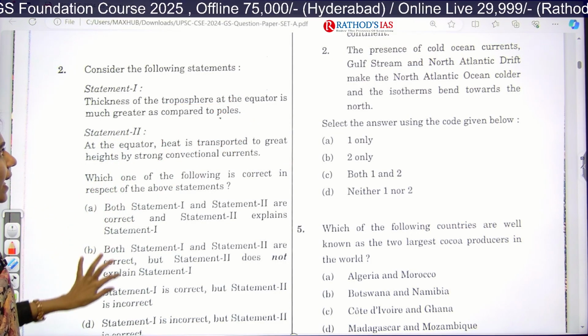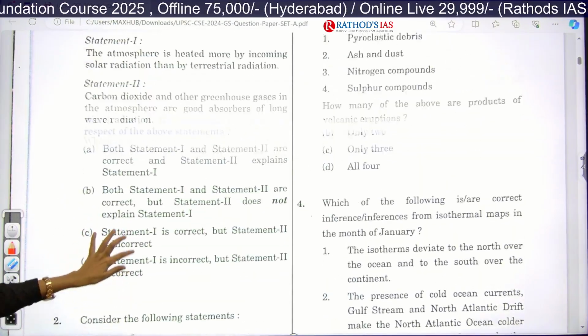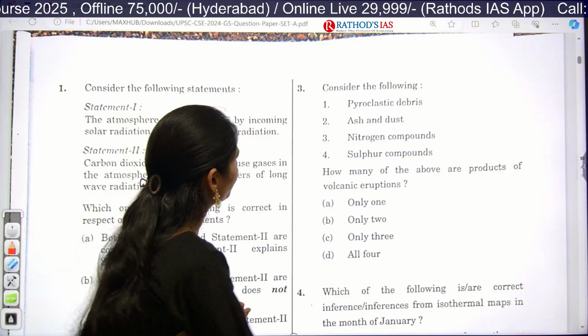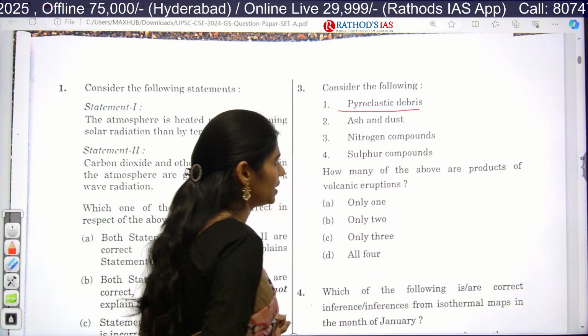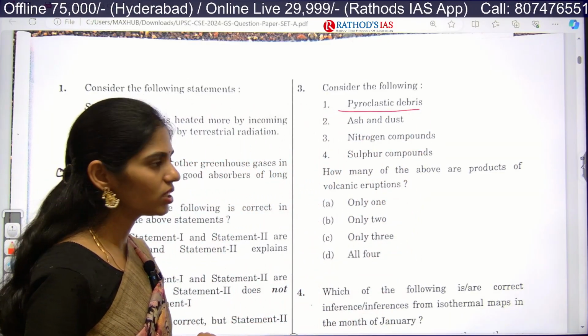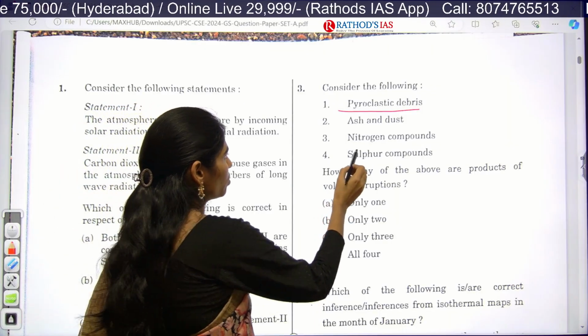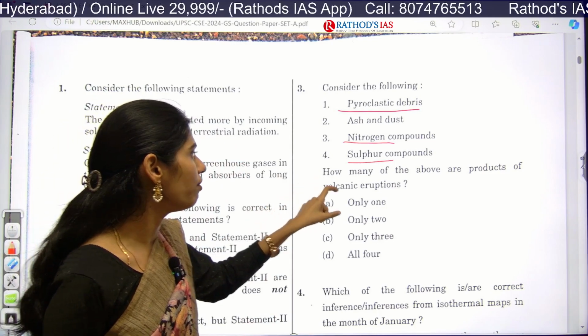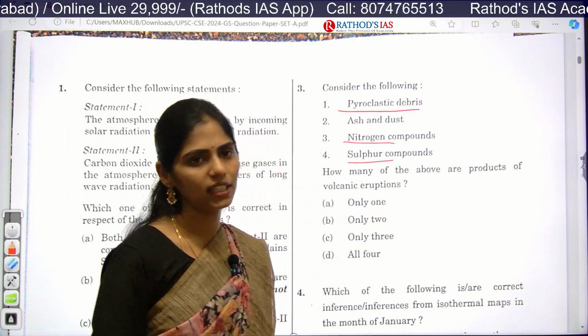Clear? Let us see the next question, that is the third question. Consider the following. The first one is pyroclastic debris. The next one is ash and dust. The third one is nitrogen compounds, and the fourth one is sulfur compounds. How many of the above are products of volcanic eruption?